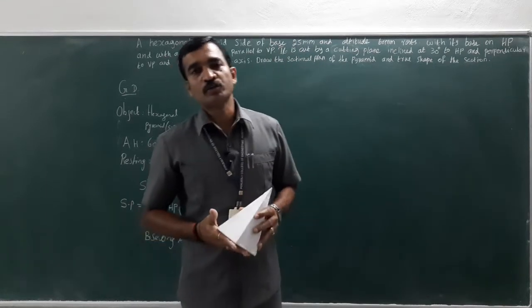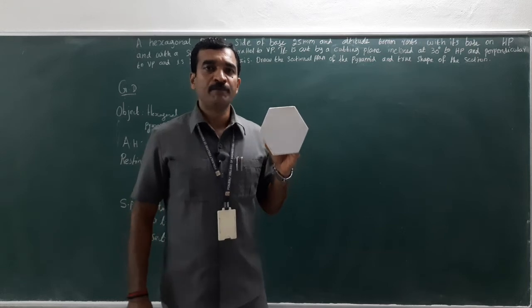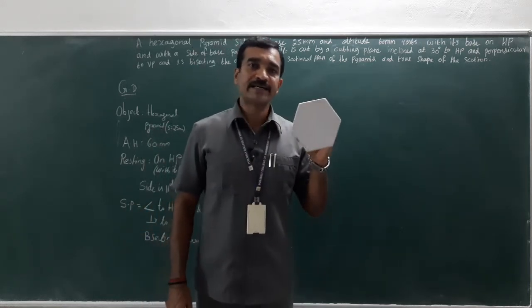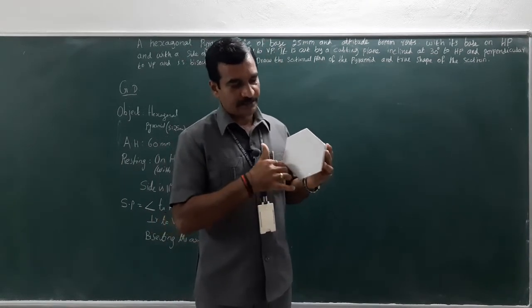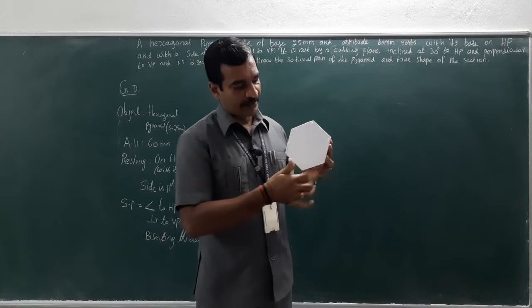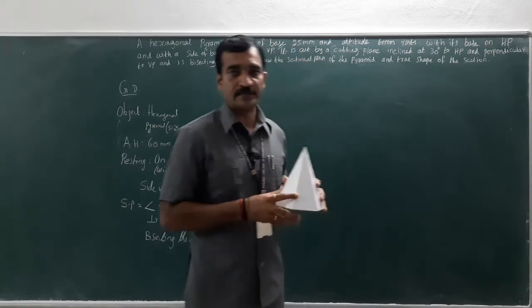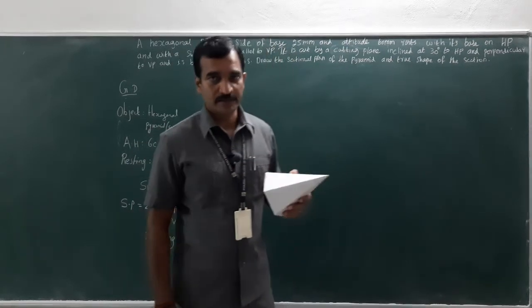So pyramid is named according to the base of the pyramid. Look at the shape. Here it has 6 sides, therefore it is a hexagonal pyramid. These are edges or sides. These are corners. And what about this? These are triangular faces, 6 triangular faces. This is apex or vertex, isn't it?